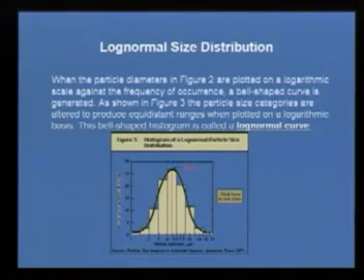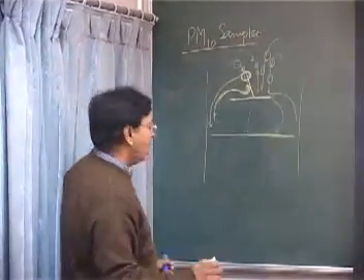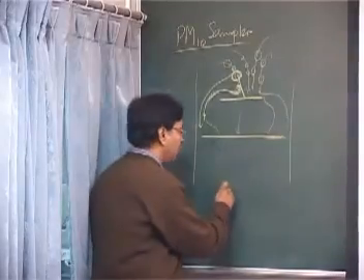As shown in figure 3, the particle size categories are altered to produce equidistant ranges when plotted on a logarithmic basis. This bell-shaped curve is the log normal curve. It may not be perfect, like you've seen for some data. The entire curve, when you have this kind of distribution, can be defined by just two variables, mean and variance. You all know about that. So you can find out the mean and variance, and normally what is written, when I want to describe the whole data set, I'll simply write, suppose this is normally distributed, for example.